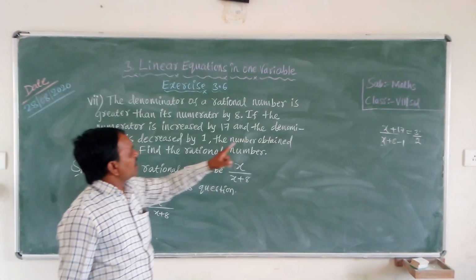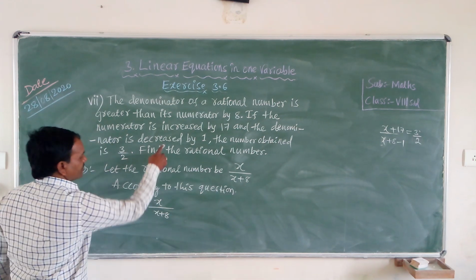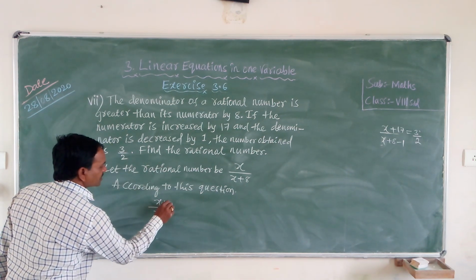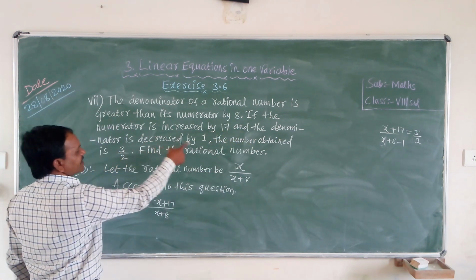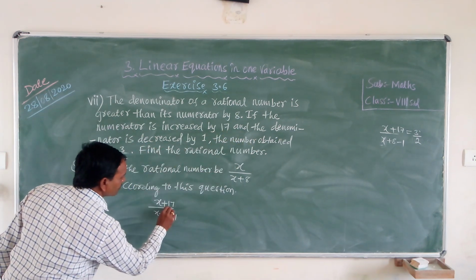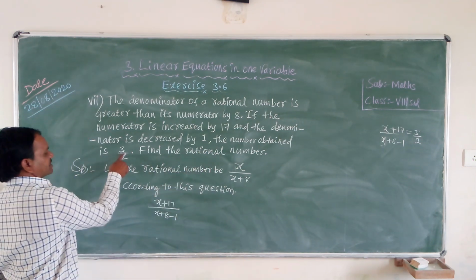If the numerator is increased by 17, so numerator plus 17, and the denominator is decreased by 1, minus 1, the number obtained is 3 by 2.